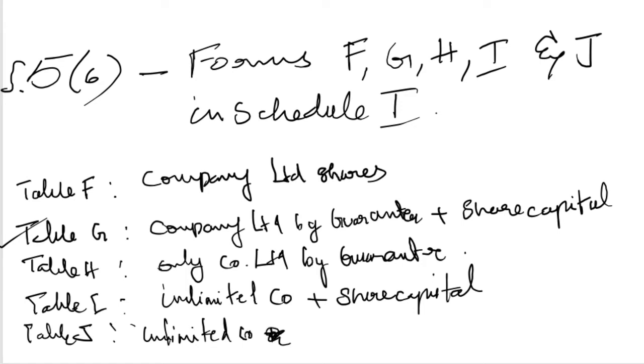So these are the requisites of articles of association. Different forms are for different purposes, and for the demands of the different kinds of company that you wish to register. So next is section 5.7.